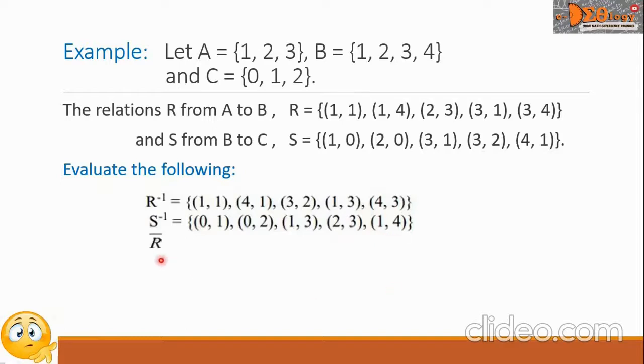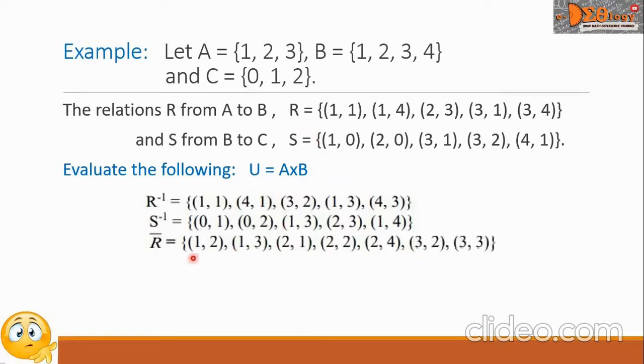Next is the R complement. In taking the complement, take note that the universal set equals the Cartesian product A times B. For the elements of the complement, we're going to write all the elements of the Cartesian product that do not belong to the relation R. So the elements are (1, 2), (1, 3), (2, 1), (2, 2), (2, 4), (3, 2), and (3, 3).